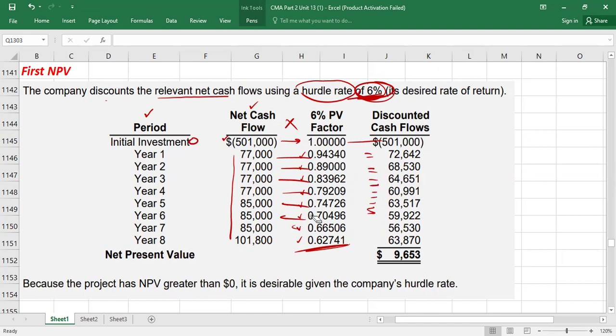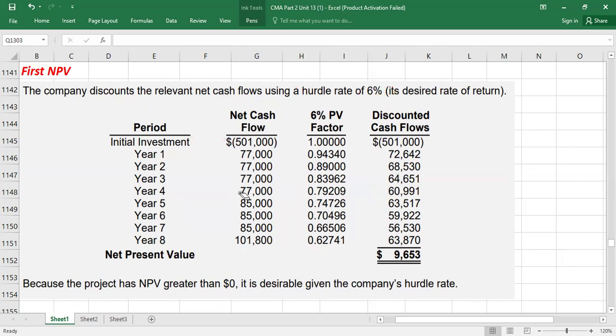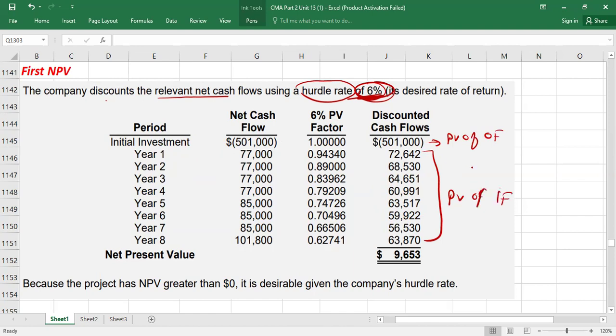Now what will you do? I'm assuming you have an idea about NPV, because after NPV we are studying IRR. So now, guys, this is the present value of the outflow, and these all are present values of inflows. If you net off, this is called NPV, net present value. Here the net present value is positive. What does it mean?